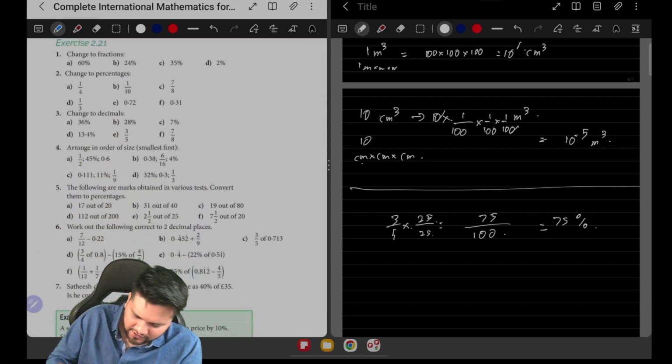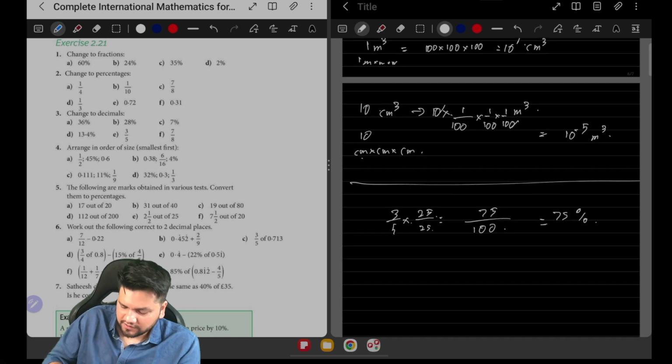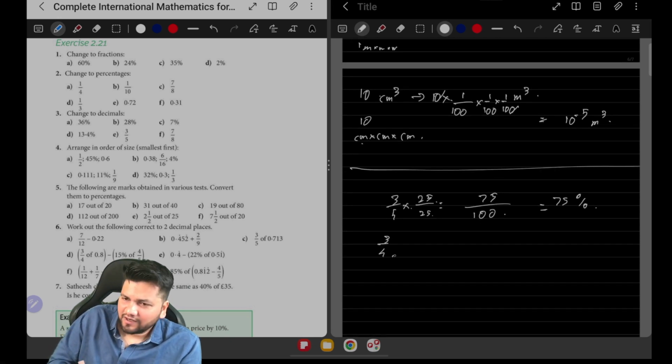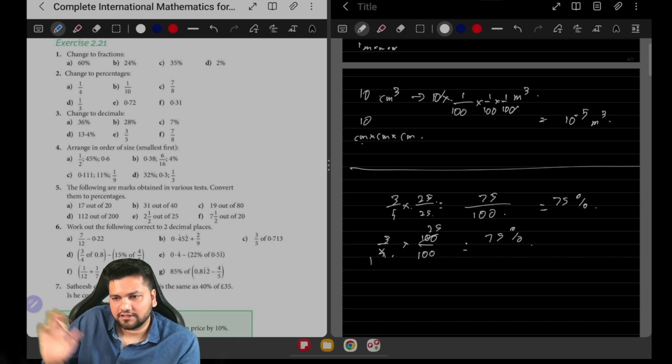Change to percentage. So in short, instead of doing all of those things, I want 100 in the denominator, so I'll just multiply by 100 and divide by 100 and simplify. Somewhere down the line you will get the answer. Here this 100 I want to keep, so this would be 4, this would be 25, so I'll get 75%. So in short, whenever you want to convert fractions into percentage, simply multiply by 100 and you will get the answer.